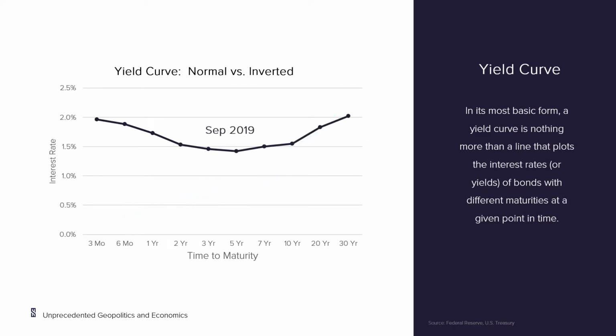Today, that is not the case. Our yield curve is inverted. Short-term interest rates, such as the yield on a 3-month Treasury bill, highlighted here in yellow, are higher than longer-term interest rates, highlighted here in blue.